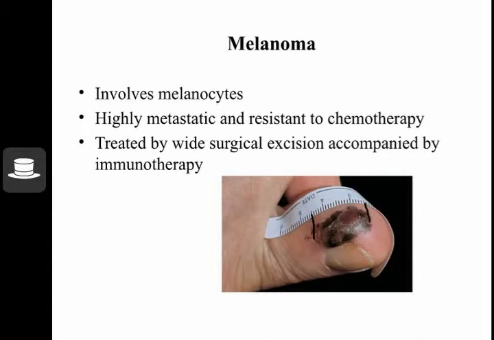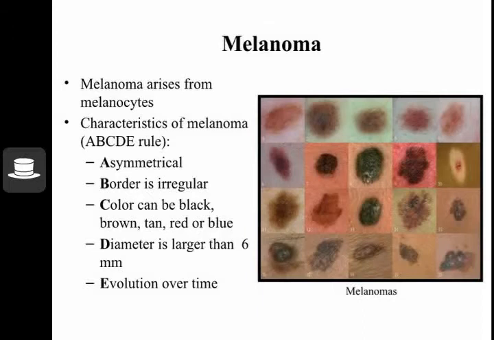So let's look at the ABCDE rule for melanomas. We're looking for asymmetry. Does the lesion look symmetrical? In other words, is it the same on each side, or is it asymmetric? Is the border regular? The color can be anything fairly dark: brown, tan, red, black, blue. Diameter bigger than 6 millimeters, which is about the end of a standard pencil eraser. And then evolution is how it's changing over time.